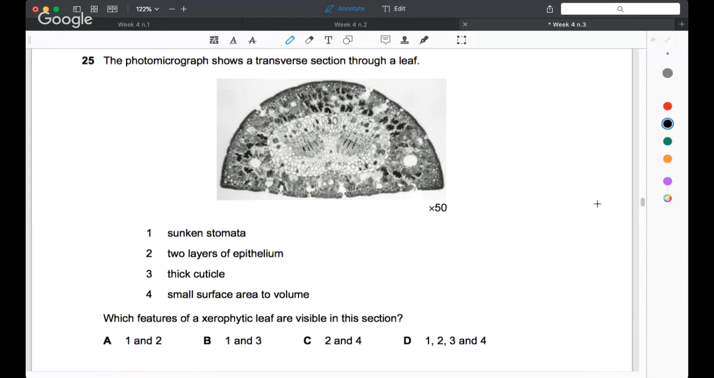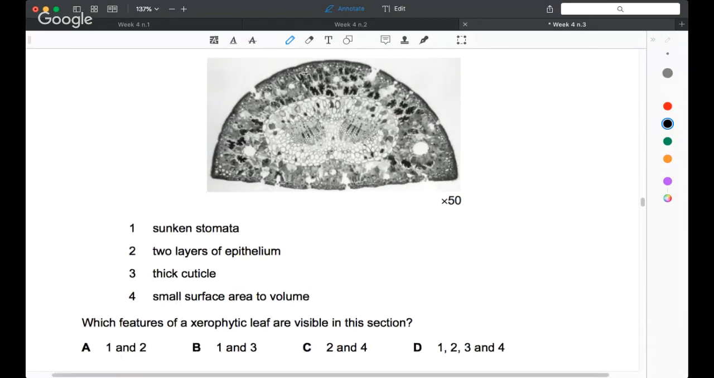Yeah, I knew sunken stomata and thick cuticle. Correct. And you can see the stomata, the sunken stomata here, and you can very clearly see the thick cuticle. So it's either B or D, and the question is, can you see two layers of epithelium? You can kind of see that maybe the epithelium is. Yeah, so I guess it's the wording here. You technically have an epithelium and a cuticle over it. They're not both the epithelium, as it were. So here you'll have epithelial cells that form the outside of the leaf proper. And on top of that, you have the waxy cuticle, which is separate to the epithelium.